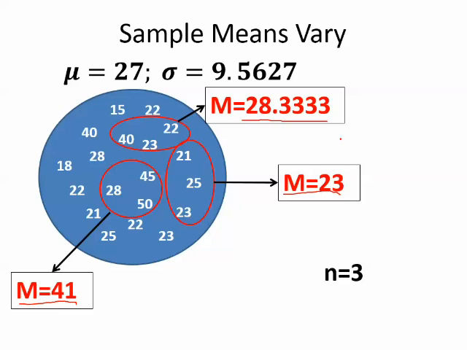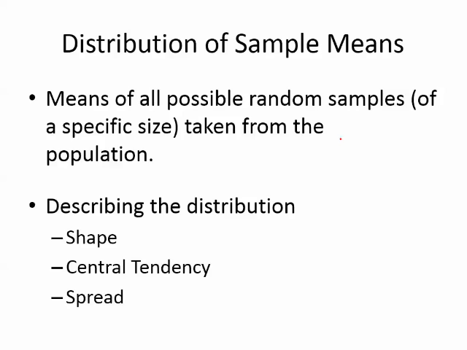So one of the questions we can ask ourselves is, how are we going to do this? Well, fortunately for us, this distribution of sample means, so if we looked at all possible sample means, we can come up with a distribution of sample means. So all the possible sample means that are possible given our population, given a certain sample size. So this concept of distribution of sample means is what we're going to be looking at today. So this is just the means of all the possible random samples of a particular size taken from the population.